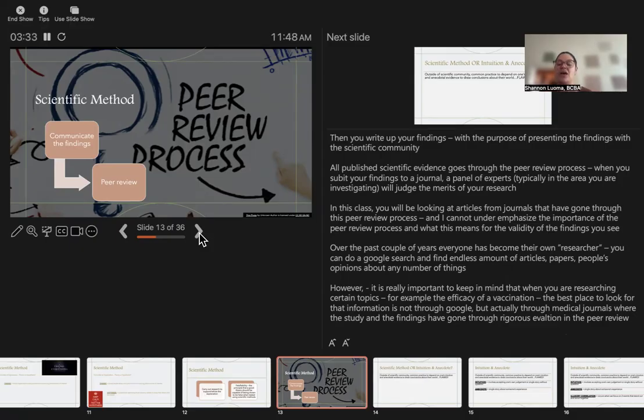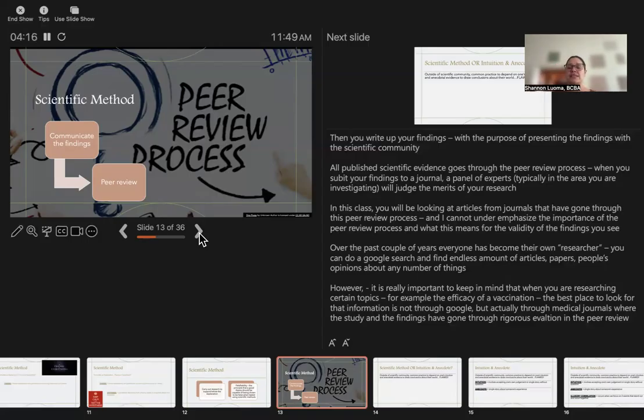Now, all scientific evidence that is published in trustworthy journals goes through a peer review process. Essentially, you submit your write-up of your research, your findings, to a journal. And then that journal will identify a panel of experts. Typically, these experts are experts in the area that you are investigating, so that they fully understand what it is that you're doing. And they will judge the merits of your research. They're going to read your article, look at everything you did, look at whether or not you had experimental control, what your variables were, what the findings were, did you find what you say you found, and so on and so forth. So they're going to judge it.